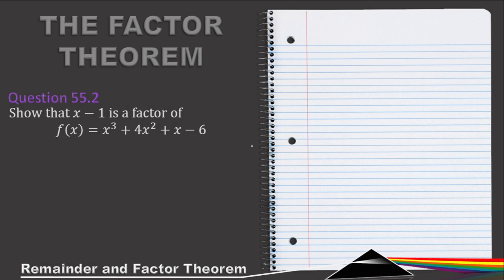Okay, then 55.2, show that x minus 1 is a factor. Once again, you just substitute in 1. And we have 1 to the power of 3 plus 4 times 1 to the power of 2 plus 1 minus 6. This one I'm not going to use the calculator. This is to the power of 3, so 1. This is 4. This is plus 1 and minus 6. So this added together gives me 6. 6 minus 6 gives me 0. So therefore, x minus 1 is a factor.